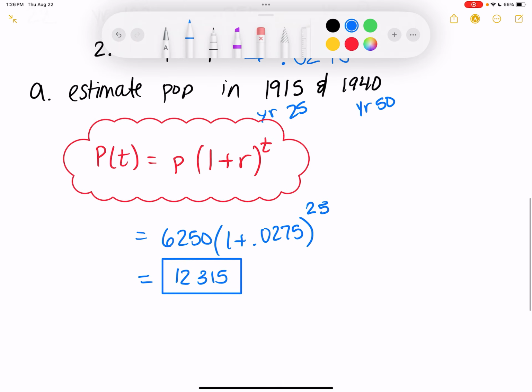For the year 1940, we set it up the same way. Maybe I won't lose the number this time. Kind of looks like a 9, but it's a 4. Wait, why is it a 4? It's supposed to be a 5. 50. I was looking at 1940.